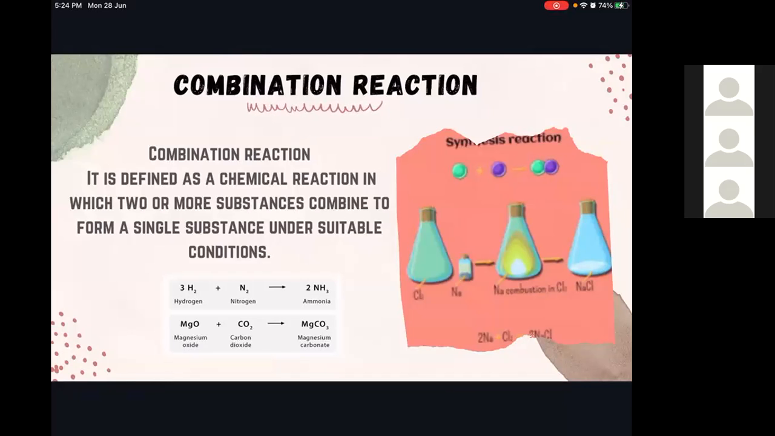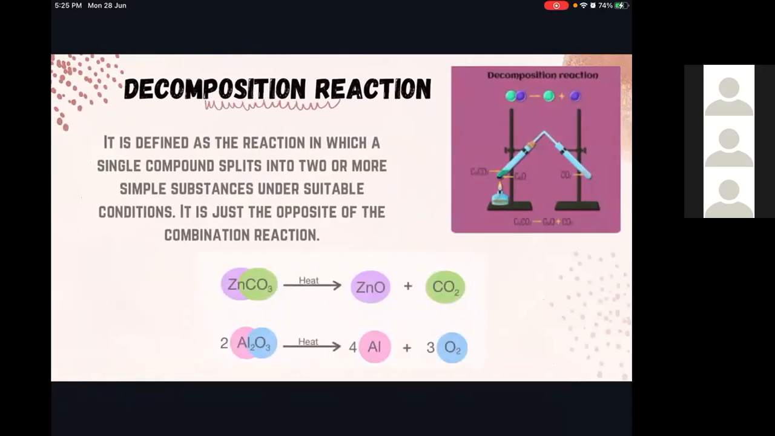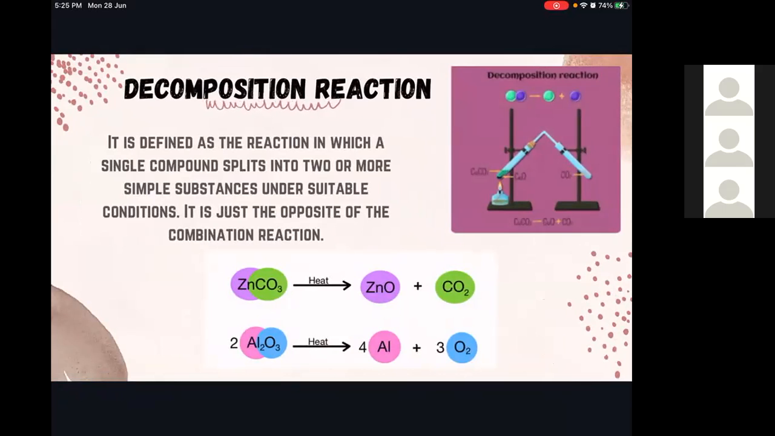Combination reaction is defined as a chemical reaction in which two or more substances combine to form a single substance under suitable conditions. Like hydrogen plus nitrogen gives ammonia, and magnesium oxide and carbon dioxide give magnesium carbonate. Okay.